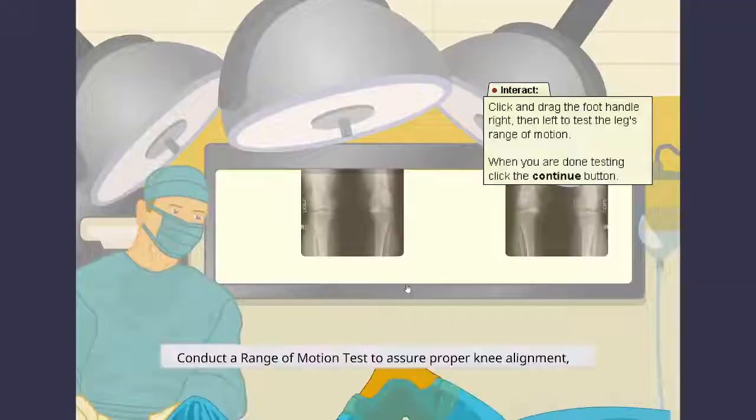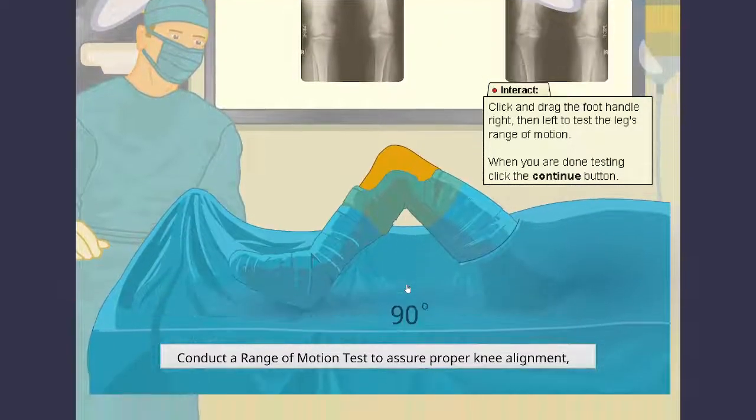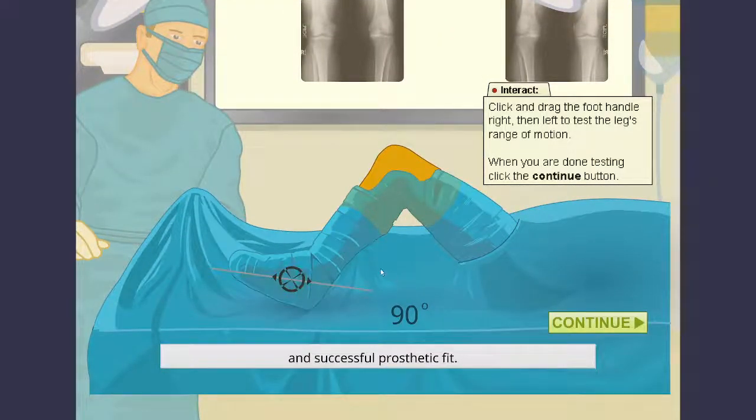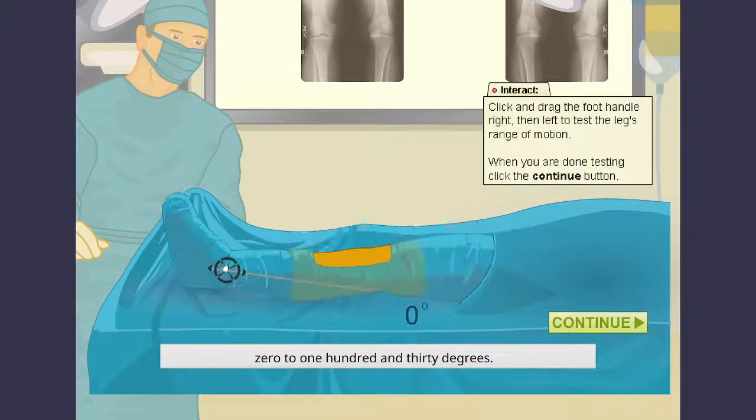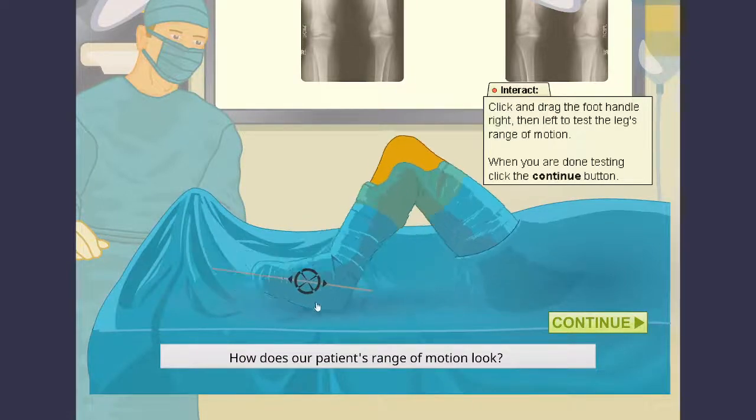Fantastic! Conduct range of motion tests to assure proper knee alignment and successful prosthetic fit. Typically, a normal range of motion allows the leg to move from 0 to 130 degrees. How does our patient's range of motion look?